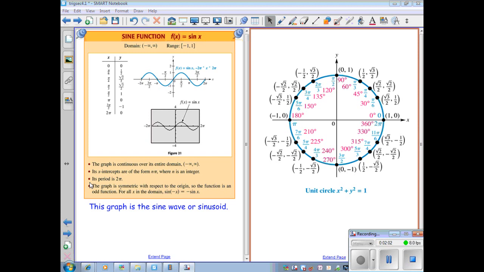Its period is 2 pi. Therefore, you can see if it starts at 0, it then will go over one revolution through the unit circle, which would give us the 2 pi. And in that span, it repeats itself on the next section. It would just start repeating itself over and over after that whole period is done. The graph is symmetric with respect to the origin, so the function is an odd function for all x in the domain. This graph is a sine wave or sinusoidal.